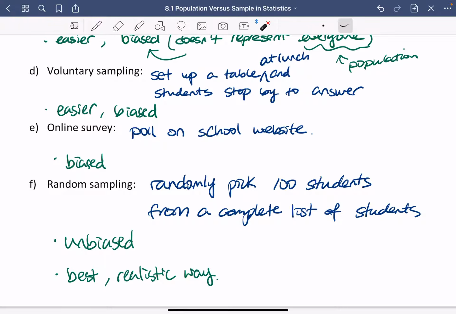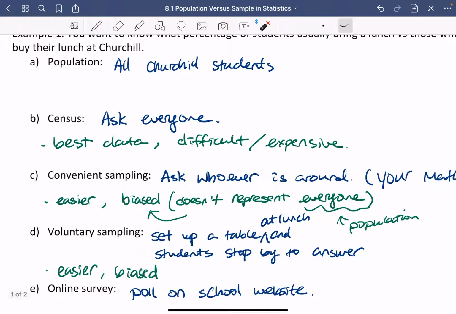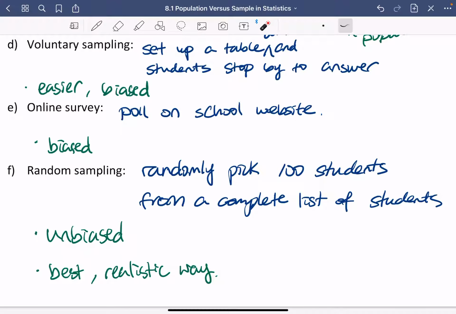Now you may think, well, all of these sampling methods do not work. So can we only do a census then? But you said it's difficult and expensive. Well, no. There is one way that you can do it, and that is random sampling. So you will randomly pick, for example, 100 students from a complete list of students. So you will have a list of all students, and then you randomly pick 100 students.